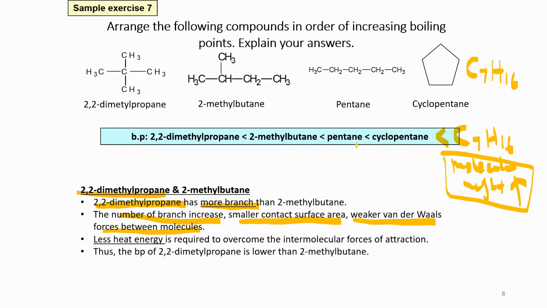If the molecular weight is the same, then we compare in terms of contact surface area. If we have the same number of carbons, then we will compare between cyclic and linear. So that's all for this part.